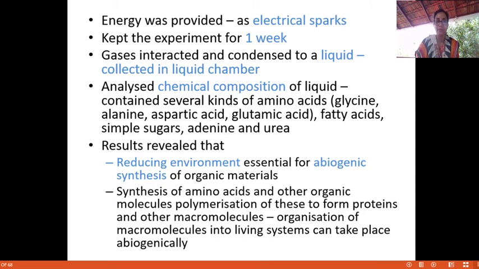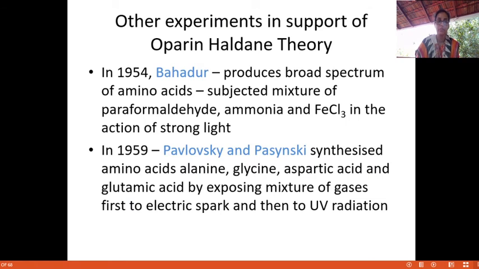You should remember that in the beginning of the experiment, Urey and Miller did not supply any kind of organic molecule in this experiment setup. But at the end of the experiment, they were able to synthesize amino acids and other organic molecules, thus proving that it was possible for Oparin and Haldane's theory to have happened in the beginning or the origin of life on Earth. Several other scientists also tried to prove Oparin and Haldane's hypothesis.